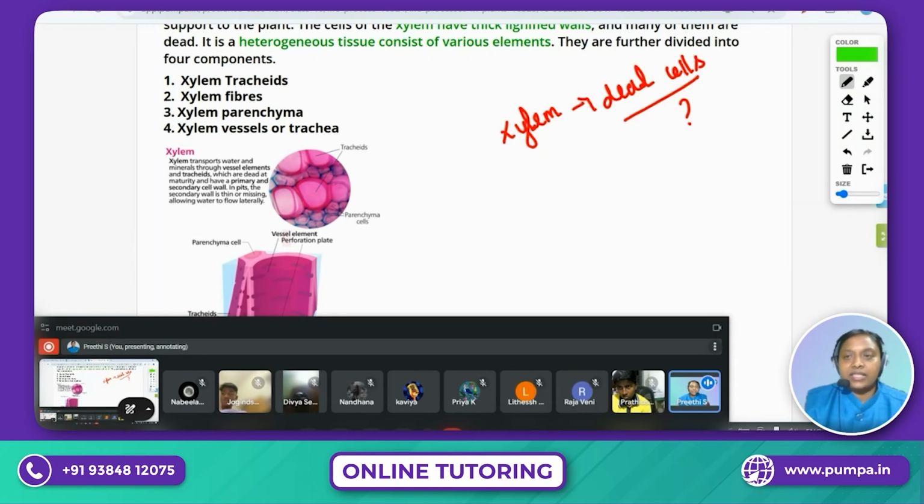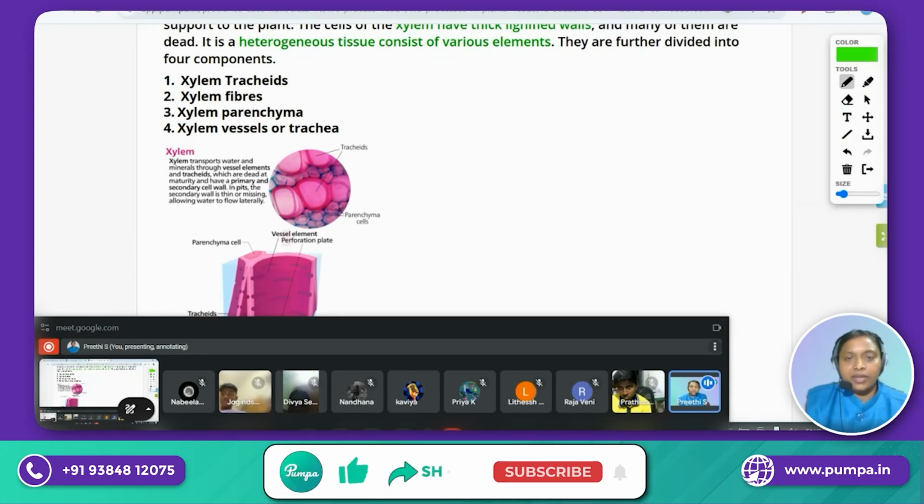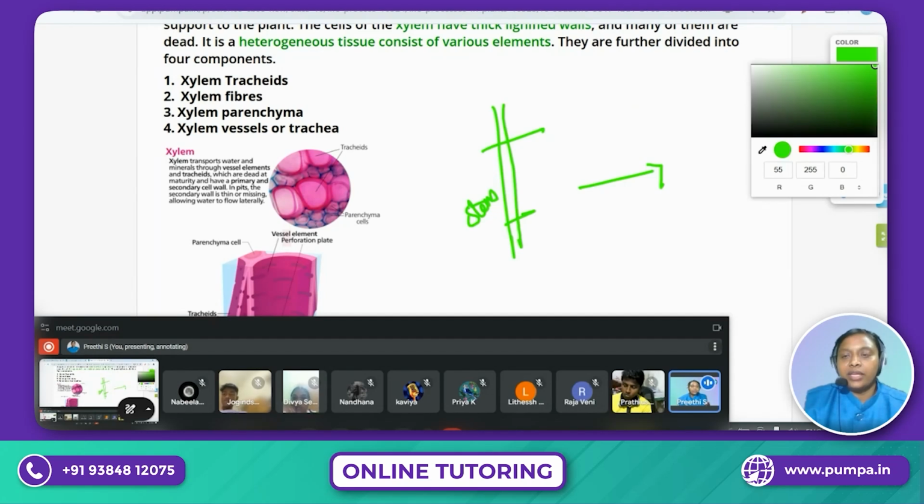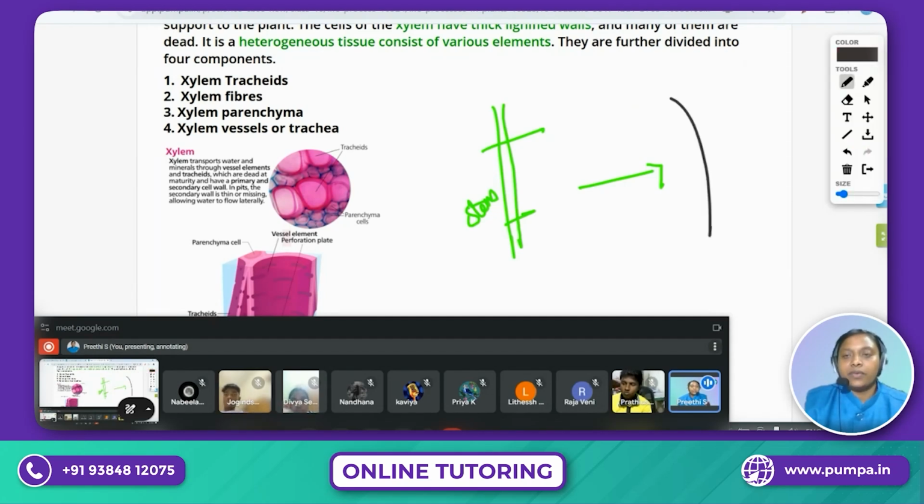Okay, look at this. There is a small plant, and look at this stem part. The plant is now growing into a tree.